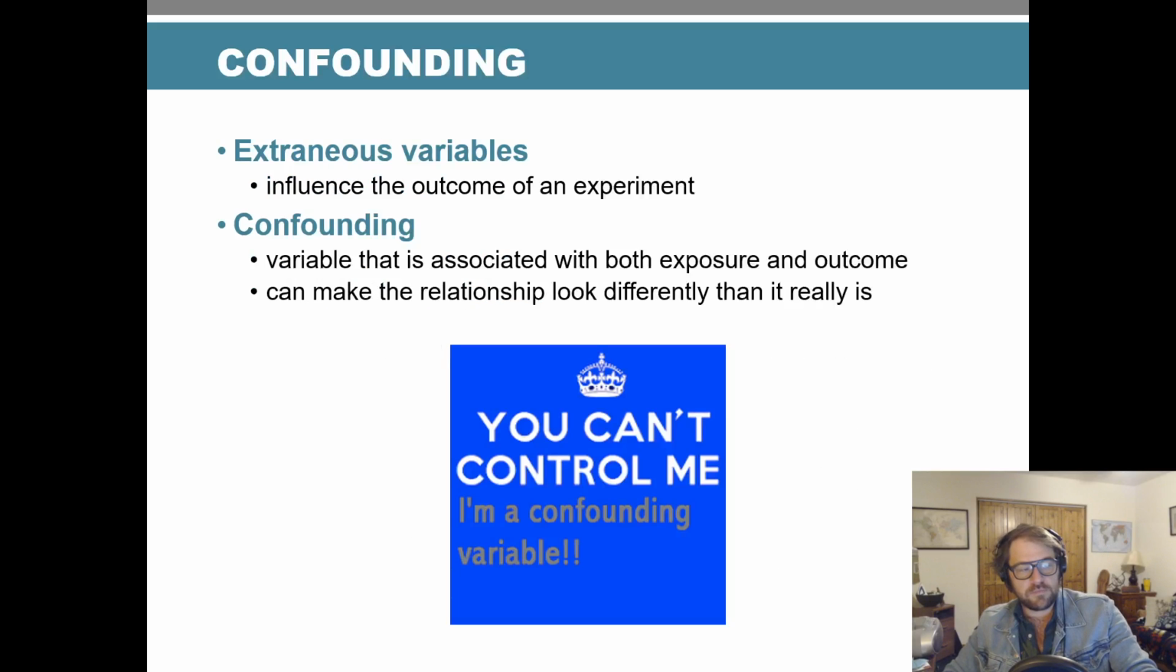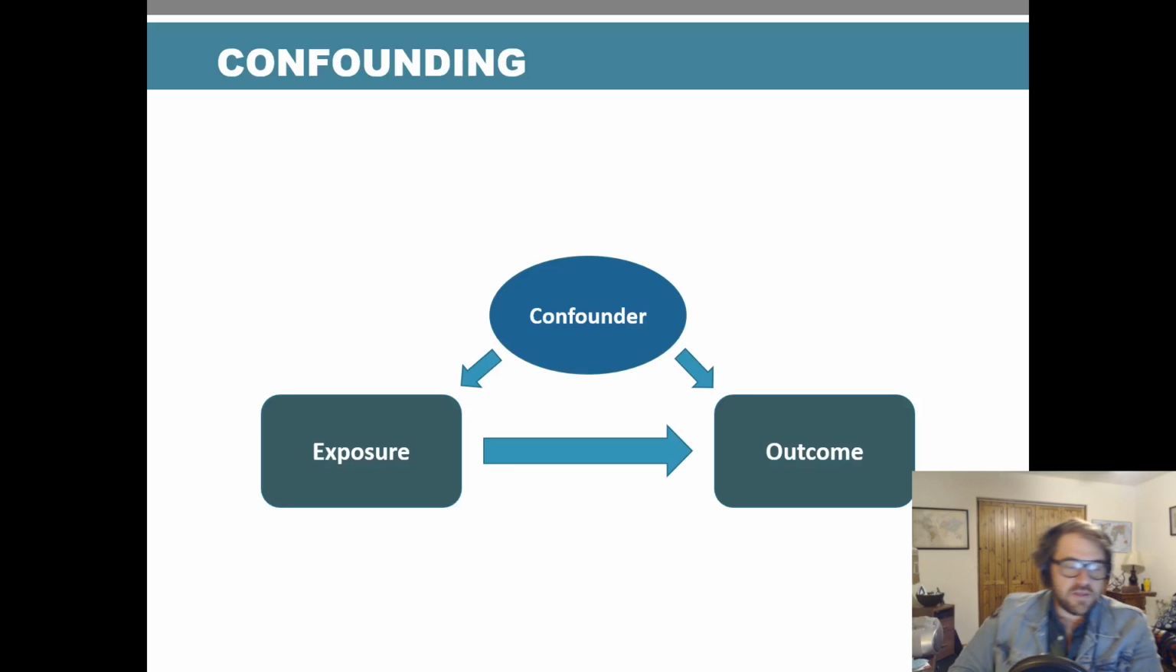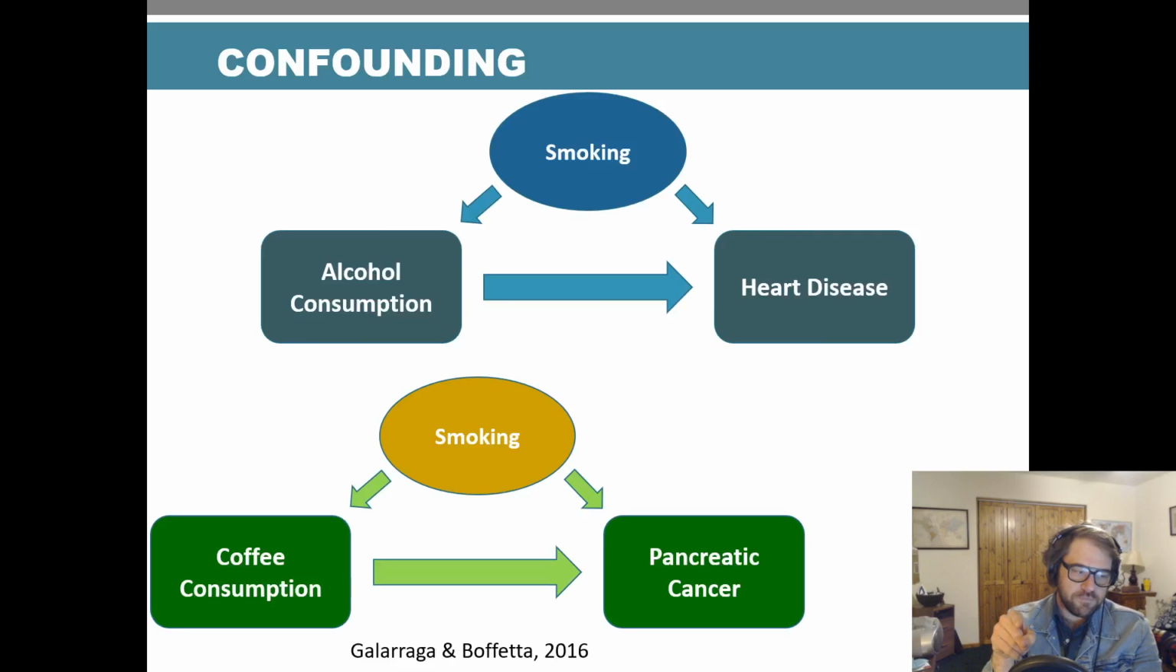Let's look at these examples. So here's a confounding variable. We've got the exposure and the outcome. We're measuring those two. The large arrow is saying we think there's a link between these two. Really what's going on though is this confounder is changing both of them.